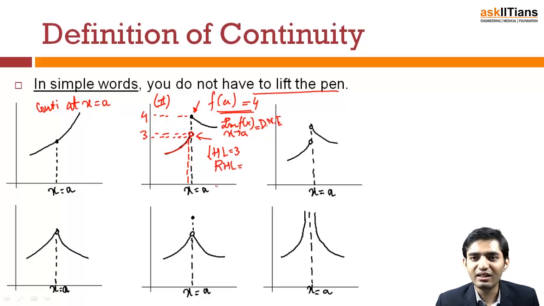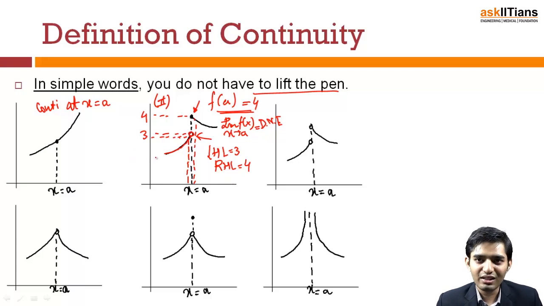RHL means slightly greater than a. So if I take x slightly greater than a, that means x equal to a plus. If I check the value of this function when x is slightly greater than a, the value of this function will be 4, right? So RHL is 4 and LHL is 3. Both are finite, but both are not equal. LHL is not equal to RHL.